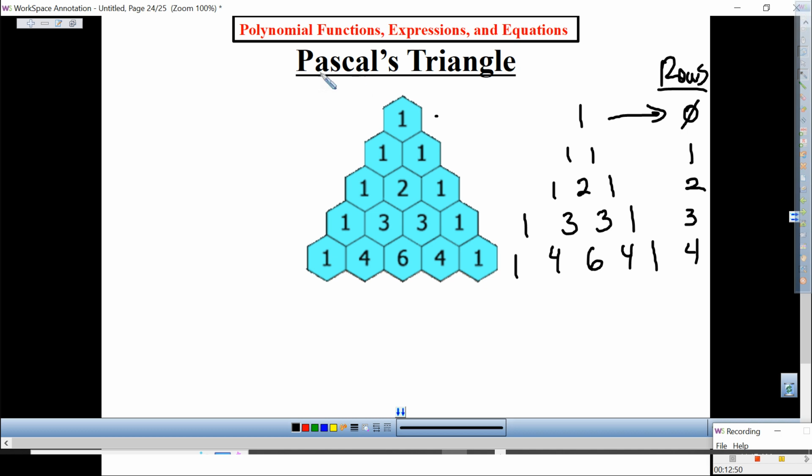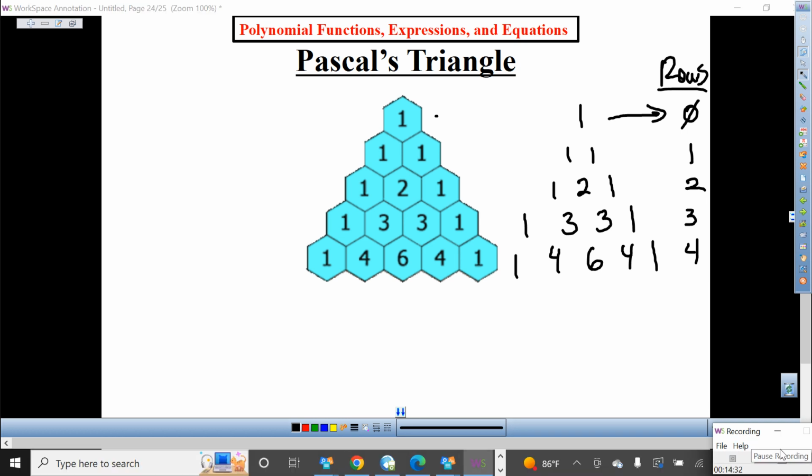So, on your paper, I want you to write Pascal's triangle and copy this, what I just did here. Copy that, I'll give you some time. And go. All right, so once again, just to make sure that we understand what we're looking at, this is known as the Pascal triangle.